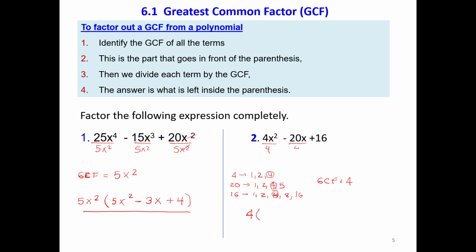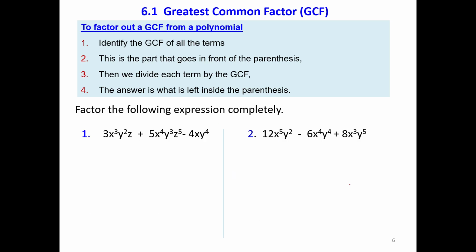We divide by 4. 4 divided by 4 is 1. Then we have x to the second minus 20 divided by 4, 20 divided by 4 is 5, x plus 16 divided by 4 is 4. And if we multiply these two factors, we should get the trinomial. This is just to say, in some cases, the greatest common factor can be just a number, if there is no common variable.